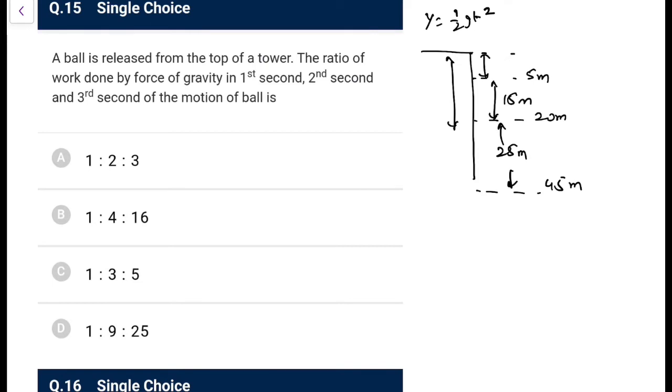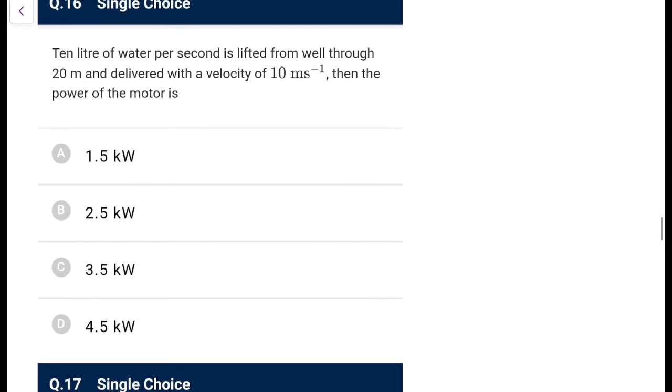So this ratio is 1:3:5, and work done would be mgh, so it is proportional to the height. So that ratio would be 1:3:5. So go for option C. That's a very standard problem you do even in 1D.